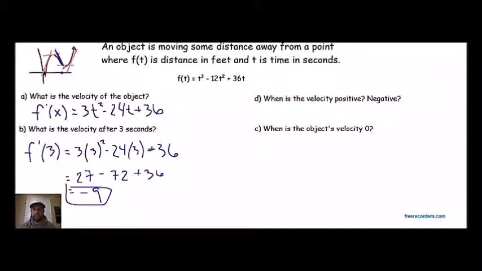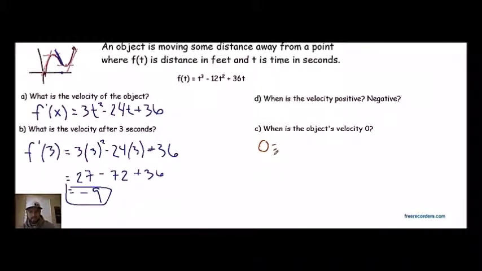Okay, so we're going to go to part C here. When is the object's velocity 0? Well, I want to find those points up there, the ones at the very top, the tops or the bottoms. And when we do that, all you're doing is plugging in 0 for your velocity.